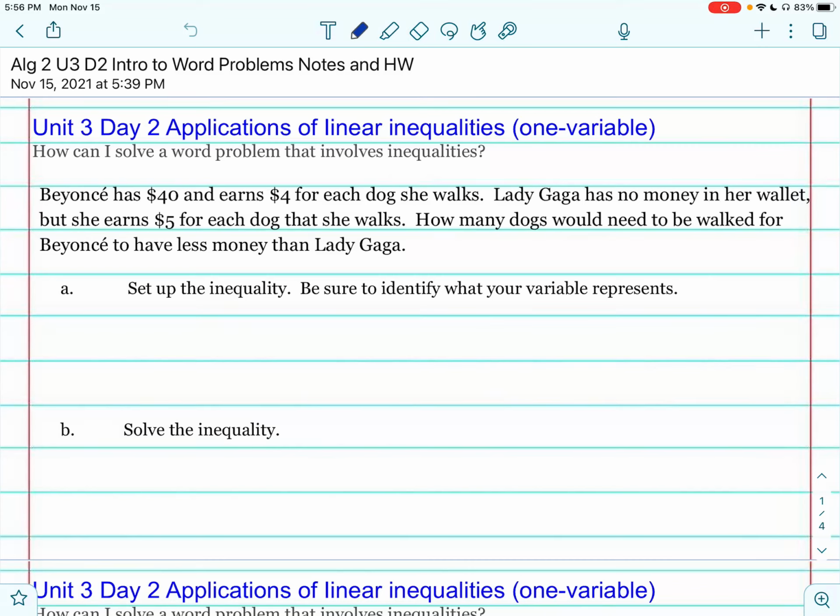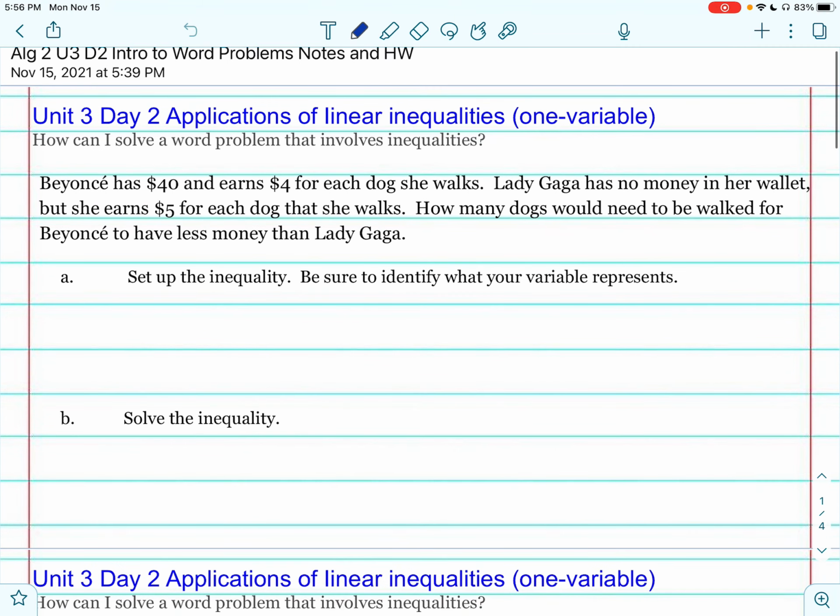Right, we are going to talk about word problems and linear inequalities. These are a lot like the problems we did yesterday, where we had a variable maybe on both sides. It was usually x, and we are solving these and setting them up.